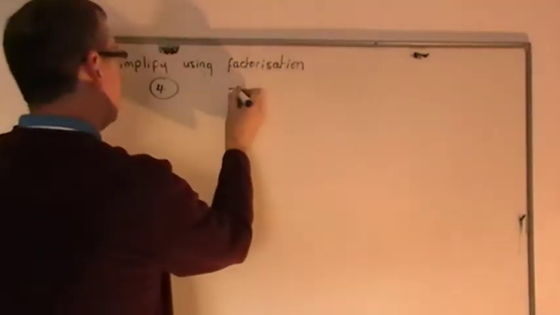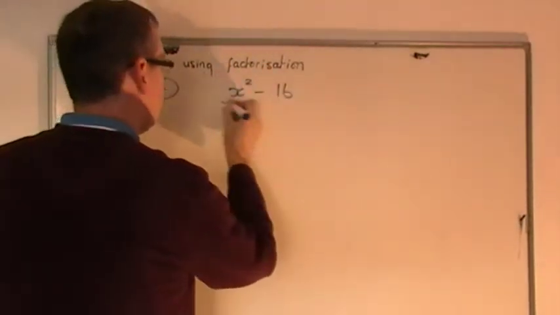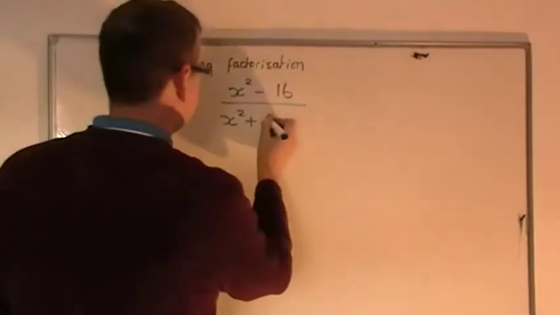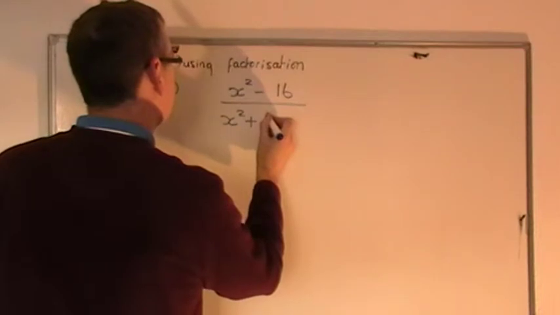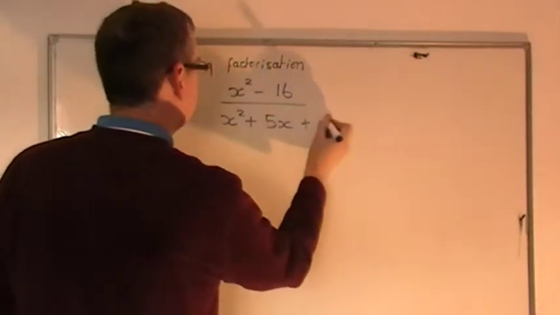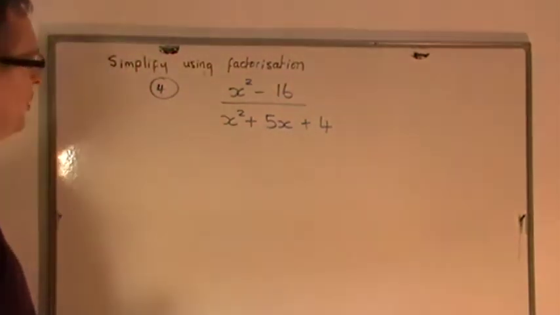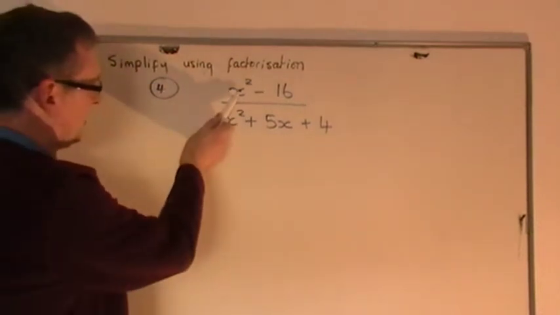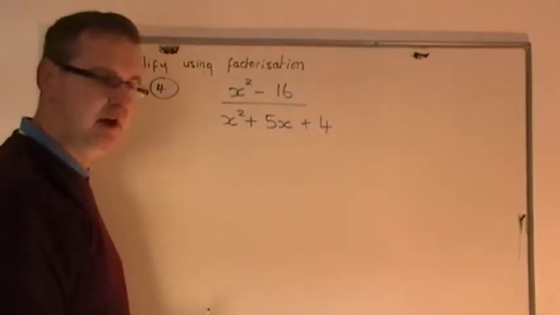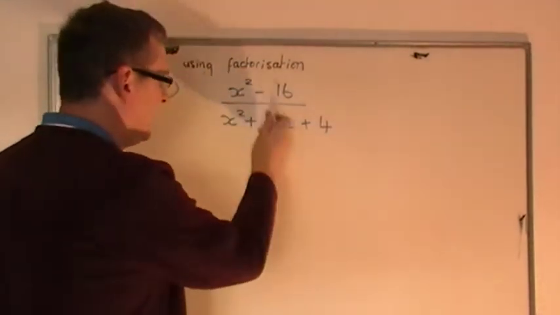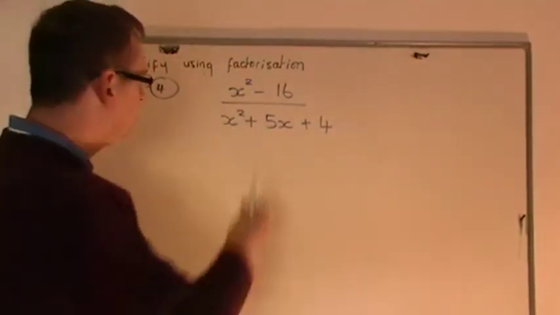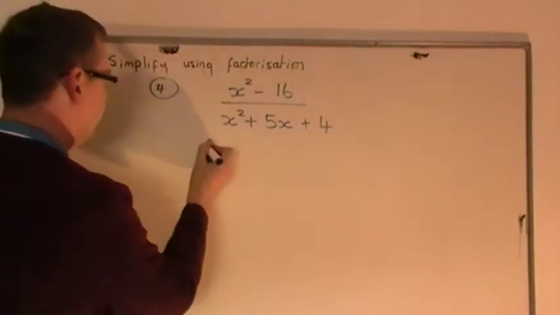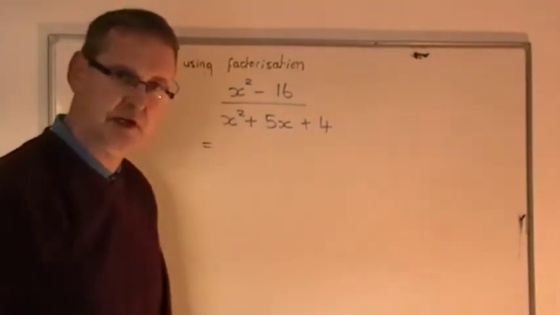How about x squared minus 16 all over x squared plus 5x plus 4. Okay, that looks quite nasty. The temptation, if you don't know what you're doing, is to say, right, I can cancel x squared with x squared. No, you can't. Not when things are added or taken away top and bottom of a fraction. You can't do that. You can only cancel one term with one term when they're multiplied together on the top or on the bottom. So the first thing you've got to do is actually factorise these quadratic expressions.